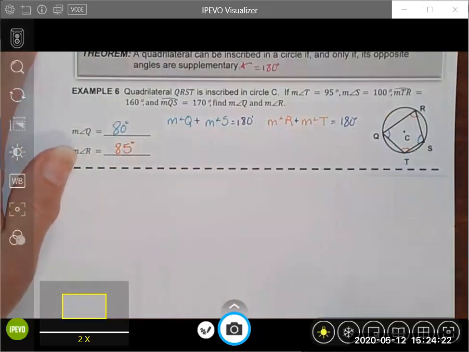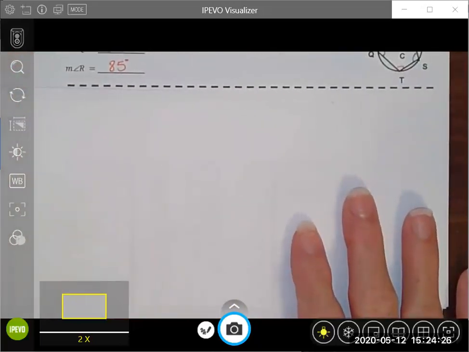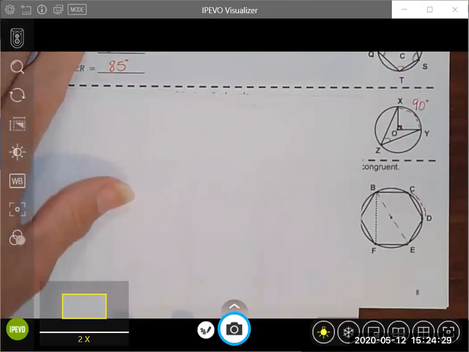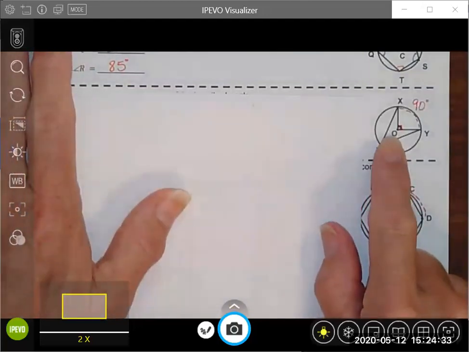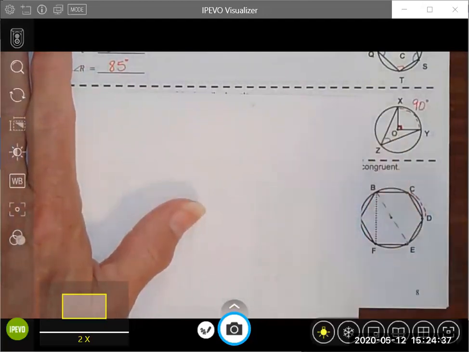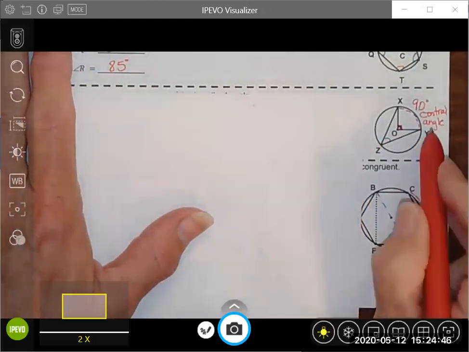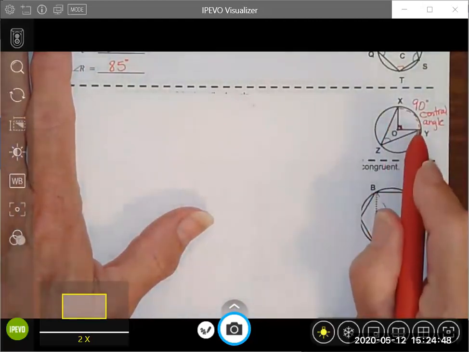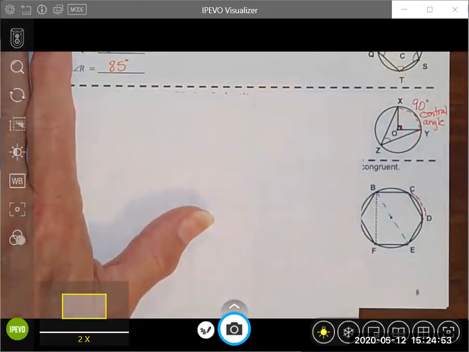I think the next example is actually a little bit more interesting because it combines a couple of different angle relationships. If I look at this picture, the first thing I notice is that angle XOY is a central angle. We haven't talked about that in a bit, but I'm going to label it. That is a central angle. And if you remember, the central angle and its intercepted arc are congruent. That means arc XY is 90 degrees.